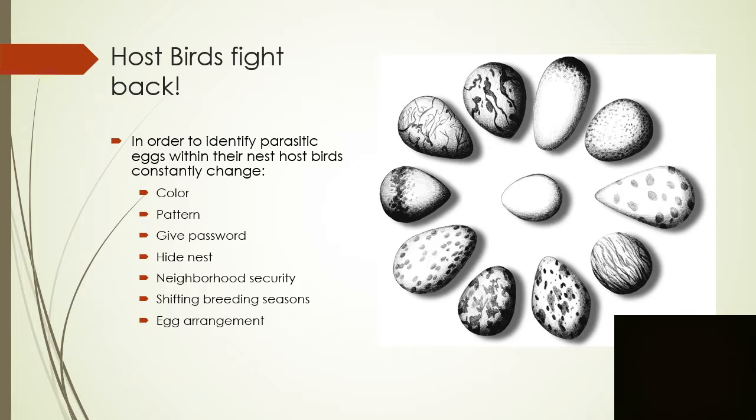The Malurus cyaneus, they actually give their unborn chicks passwords when they're in the eggs, because the parasitic birds actually hatch a few days earlier than the host's egg. So if the parasitic bird hatches before, and then the mother will ask for a password, and if it does not give the password out, the mother will throw it out of the nest or peck it to death.